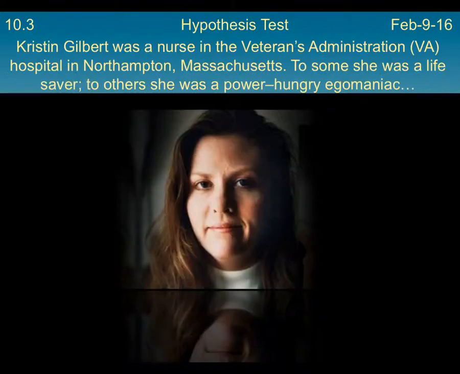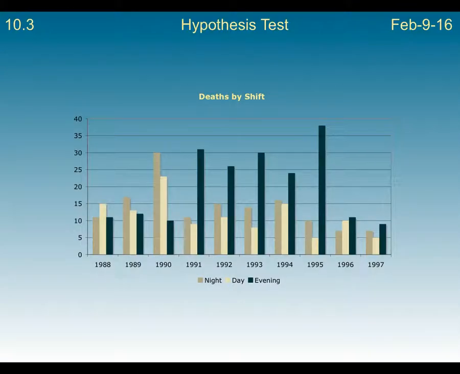So this is what you have on the next page. It's about this woman named Kristen Gilbert. Kristen Gilbert was a nurse in the Veterans Administration Hospital in Northampton, Massachusetts. To some, she was a lifesaver. To others, she was a power-hungry egomaniac. She looks happy. I actually can't tell. Okay, so you don't have this, but let's look.